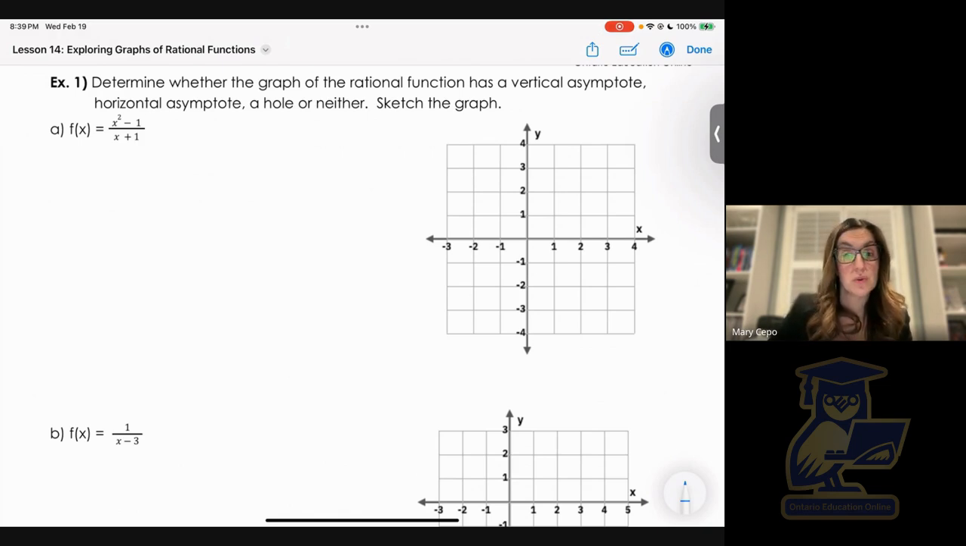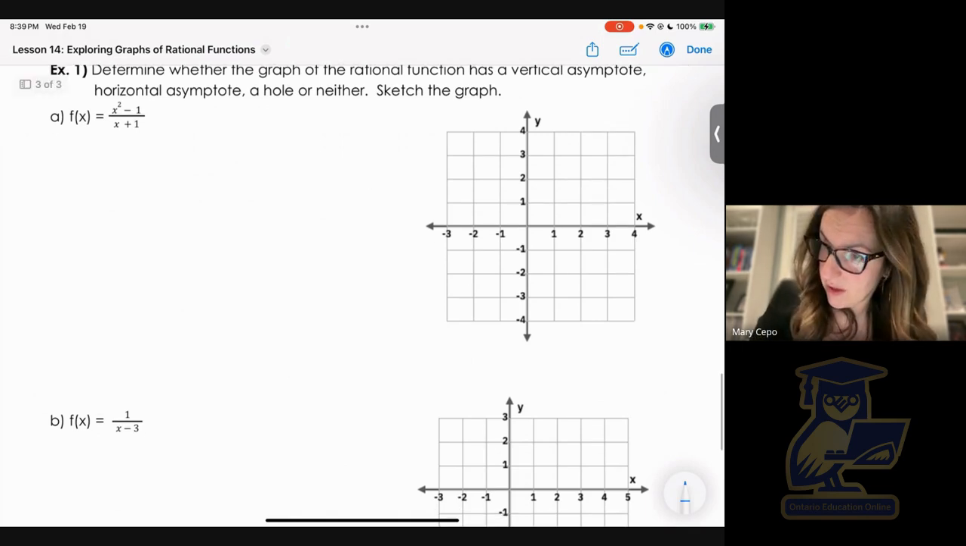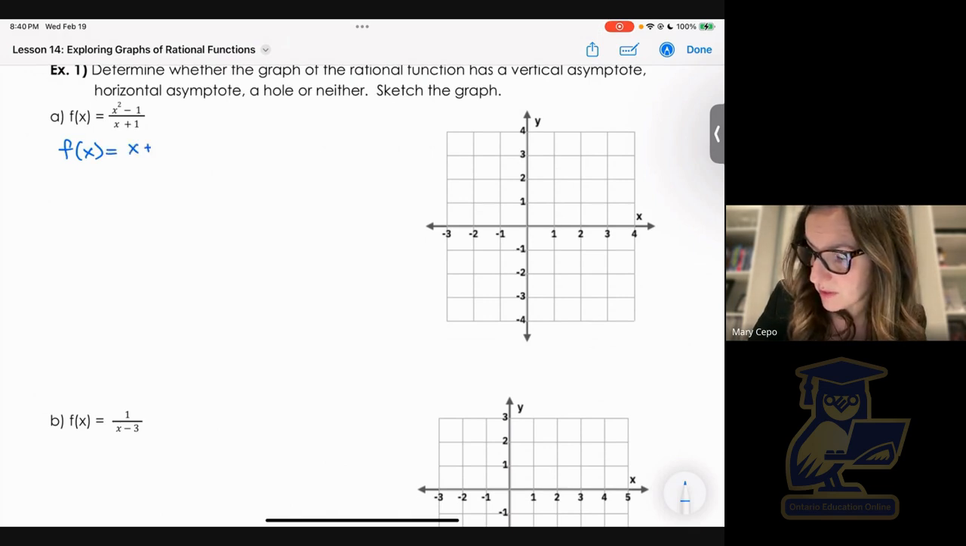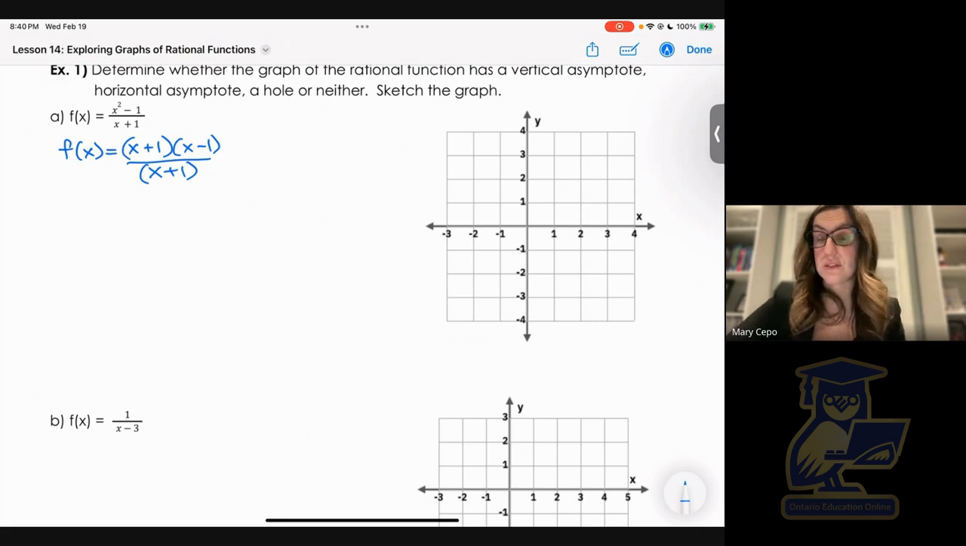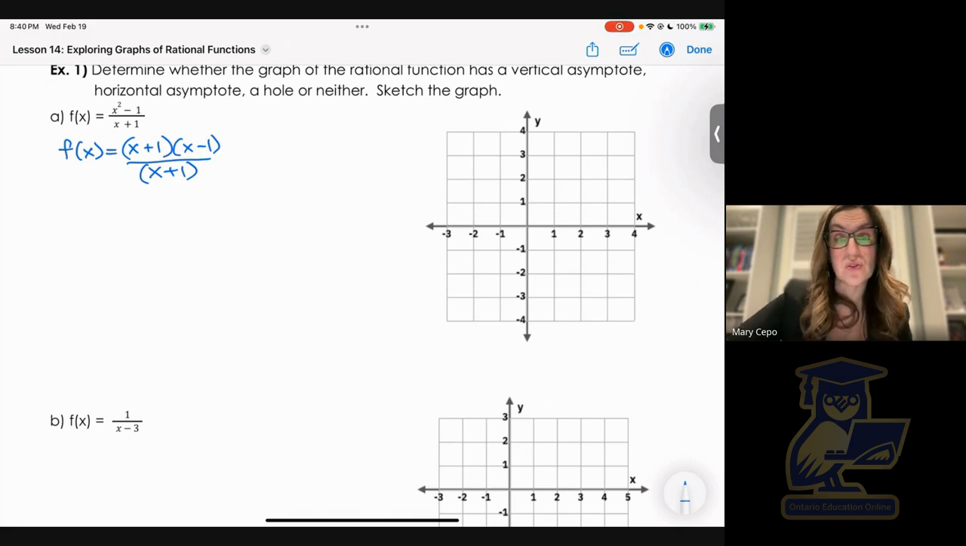When we're looking at the horizontal asymptotes, we're looking at the degrees, but we always want to fully factor first and simplify. So let's start with f of x is equal to, again, that's a difference of squares. So it's going to be x plus 1, x minus 1, all over x plus 1. Okay, so keep in mind, if we simplify a common factor, that would be a hole. Anything remaining in the denominator after you fully simplify, that is a vertical asymptote. A horizontal asymptote exists depending on the degree of the numerator compared to the degree of the denominator.